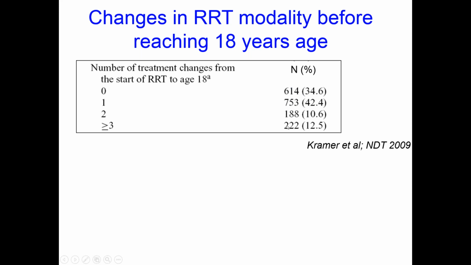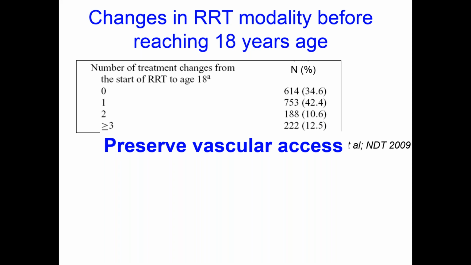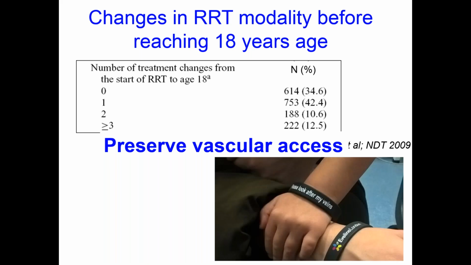However, you see that 25% of patients have actually had 2 or even more than 3 different changes of dialysis modality before they have their transplant. And the important message from this is, you need to preserve vascular access for the future. We see patients till the 18 or 20 years of age, but actually they have a lifetime ahead of them for renal replacement therapy, and preserving their veins is an extremely important factor.